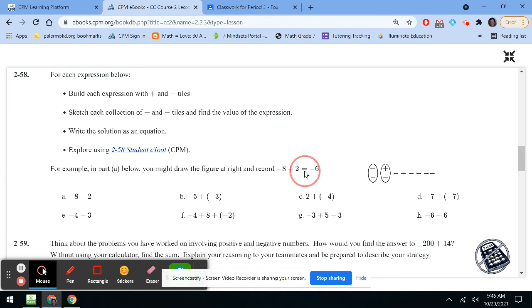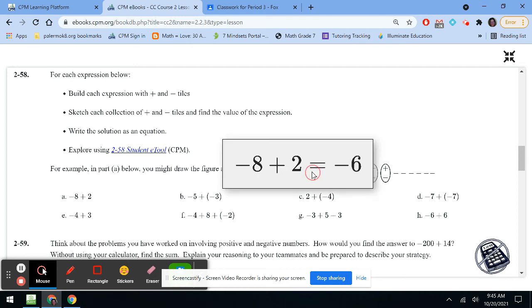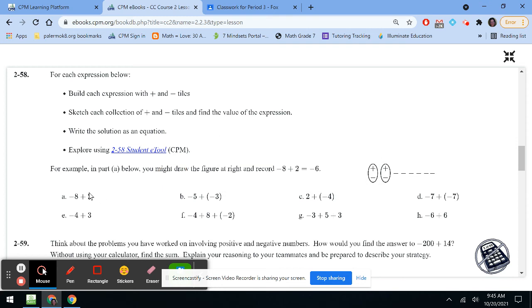It told me to write an equation. Remember, an equal sign is an equation. Equal sign. So for that right there, we have 1, 2, 3, 4, 5, 6 tiles, and they're all negative, which is why my answer is that. So we're going to start with this guy right here.